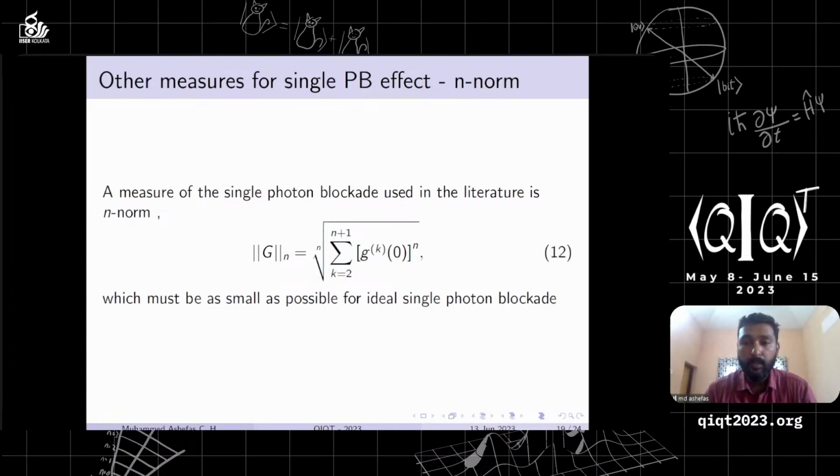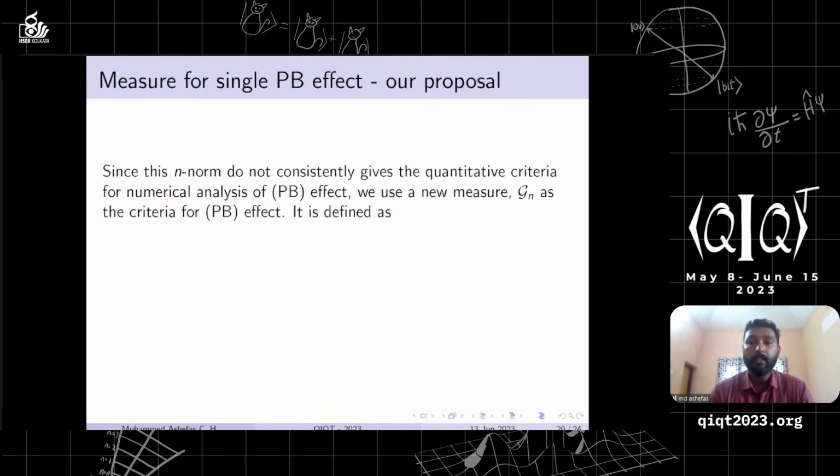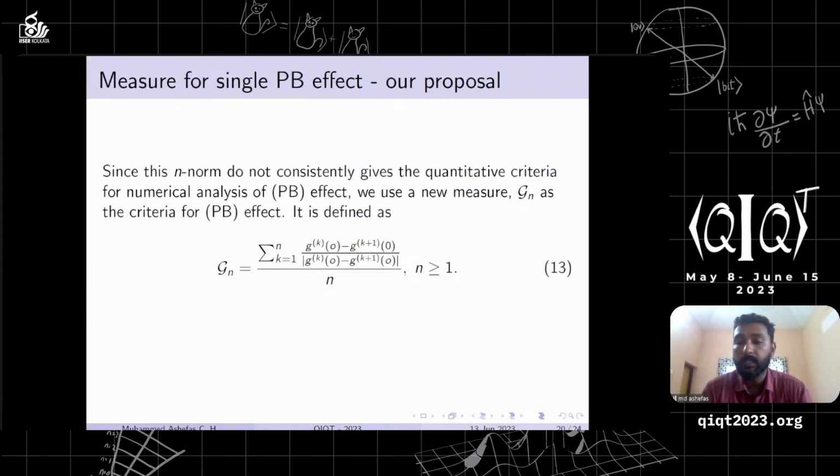So due to this problem, we cannot always use this n norm, and that is why we have introduced a new measure, and this new measure is represented by script Gn. And it is based on the fact that the higher order correlation function must be less than the lower order correlation function. That means G3 must be less than G2 and G4 must be less than G3 and so on. So based on this, we have defined a new expression, a new measure.